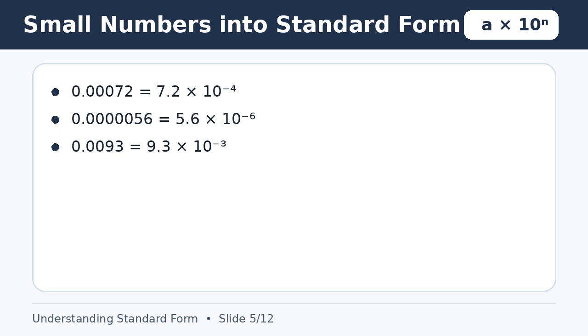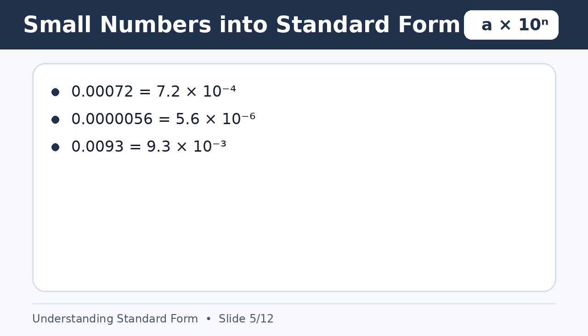Now consider numbers smaller than 1. Take the number 0.00072. Move the decimal point to the right until the first non-zero digit is immediately before the decimal point. This gives 7.2. The decimal point moved 4 places to the right. Therefore, 0.00072 is equal to 7.2 times 10 to the power minus 4. The exponent is negative because the original number was between 0 and 1.